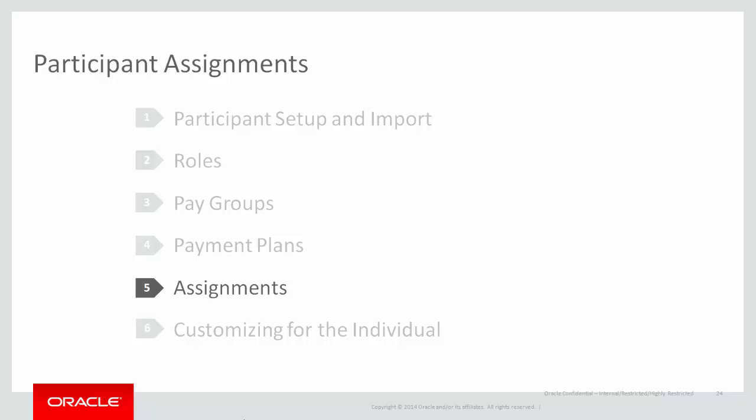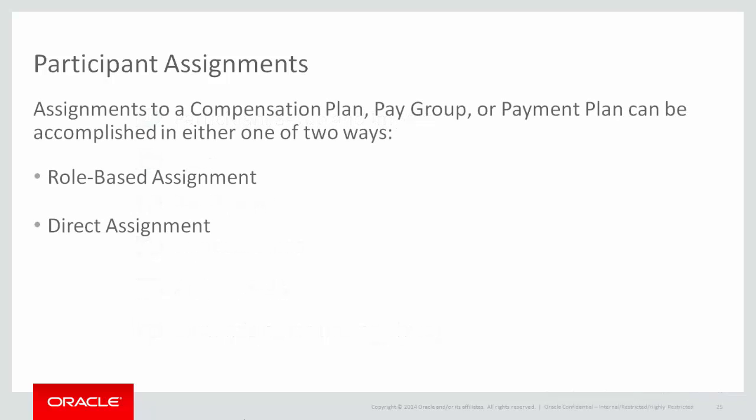So now that we've talked about payment plans and given some illustrations of how minimums and maximums work, as well as payment plans for the individual and payment plans with minimum thresholds and maximum guarantees within a compensation plan itself, let's spend a little bit of time and talk about assignments. Assignments are the way that you assign participants to components within incentive compensation. Specifically, how we're going to assign an individual or a group of individuals to a compensation plan, to a pay group, or to a payment plan.